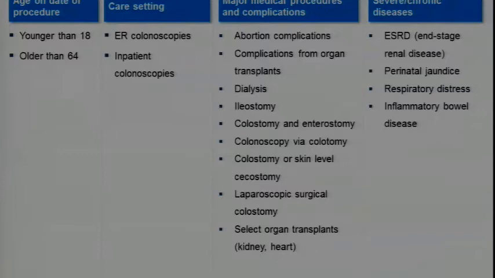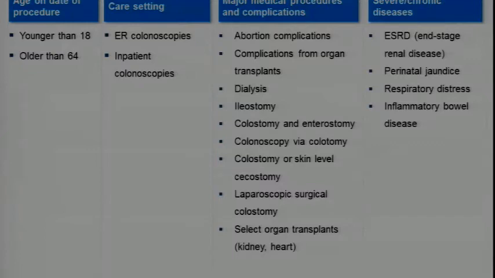applying to the episode. So you'll see there's the age restriction on the left-hand side on page 23. So younger than 18, over 64, those patients are excluded from the episode. These are outpatient colonoscopies only. For colonoscopies that originate for patients starting in the ED or in the inpatient setting, those are also not included in this episode.